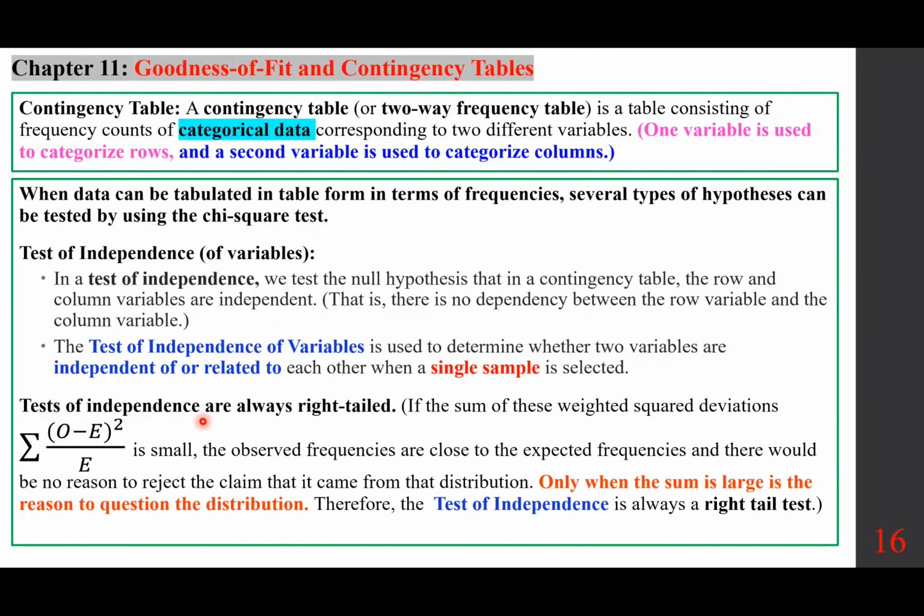Tests of independence are always right-tailed tests. If the sum of this weighted squared deviation, summation of O minus E quantity squared over E, is small, the observed frequencies are close to the expected frequencies, and there would be no reason to reject the claim that it came from that distribution. Only when the sum is large is there reason to question the distribution. Therefore, the test of independence is always a right-tailed test.